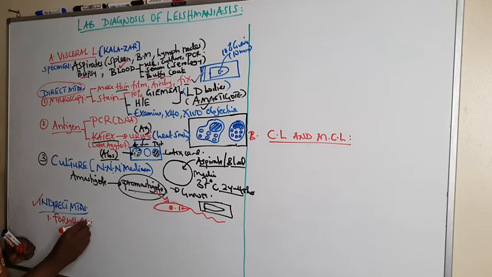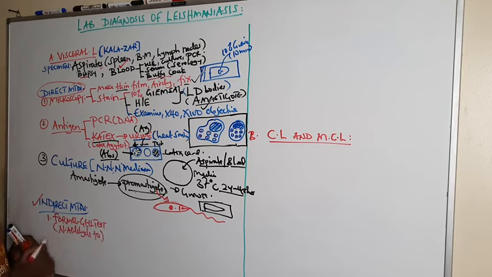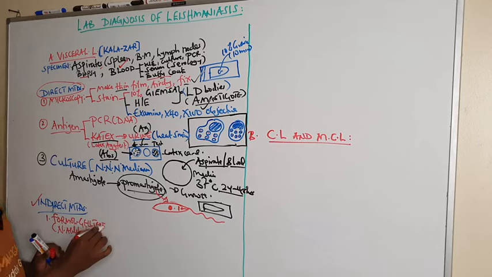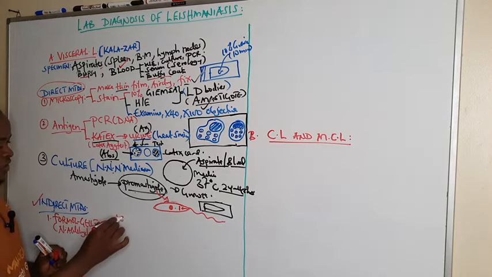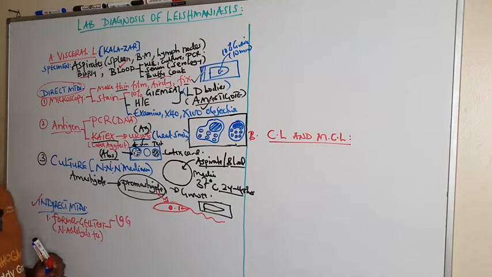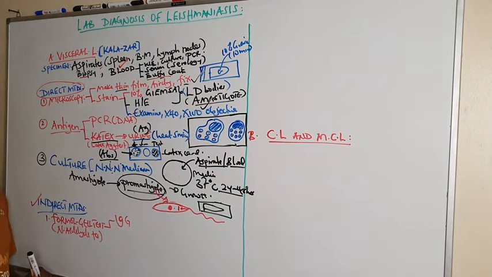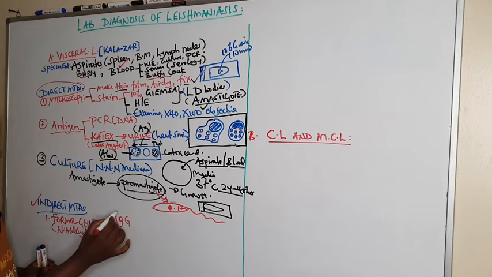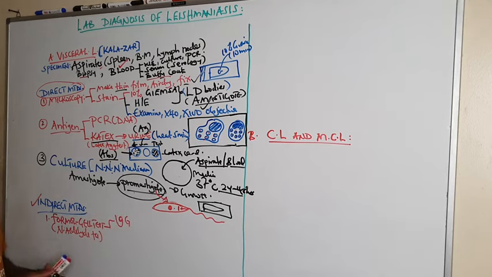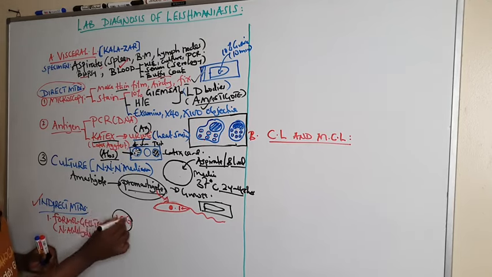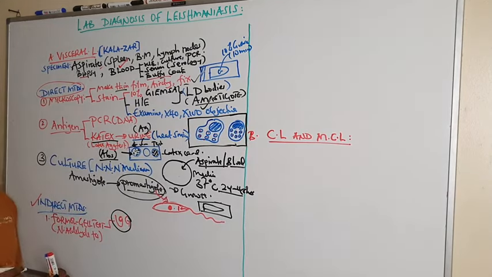Formol gel method test, or you can call it Napier's aldehyde test. This is looking for the presence of IgG antibodies. And how do we do it?